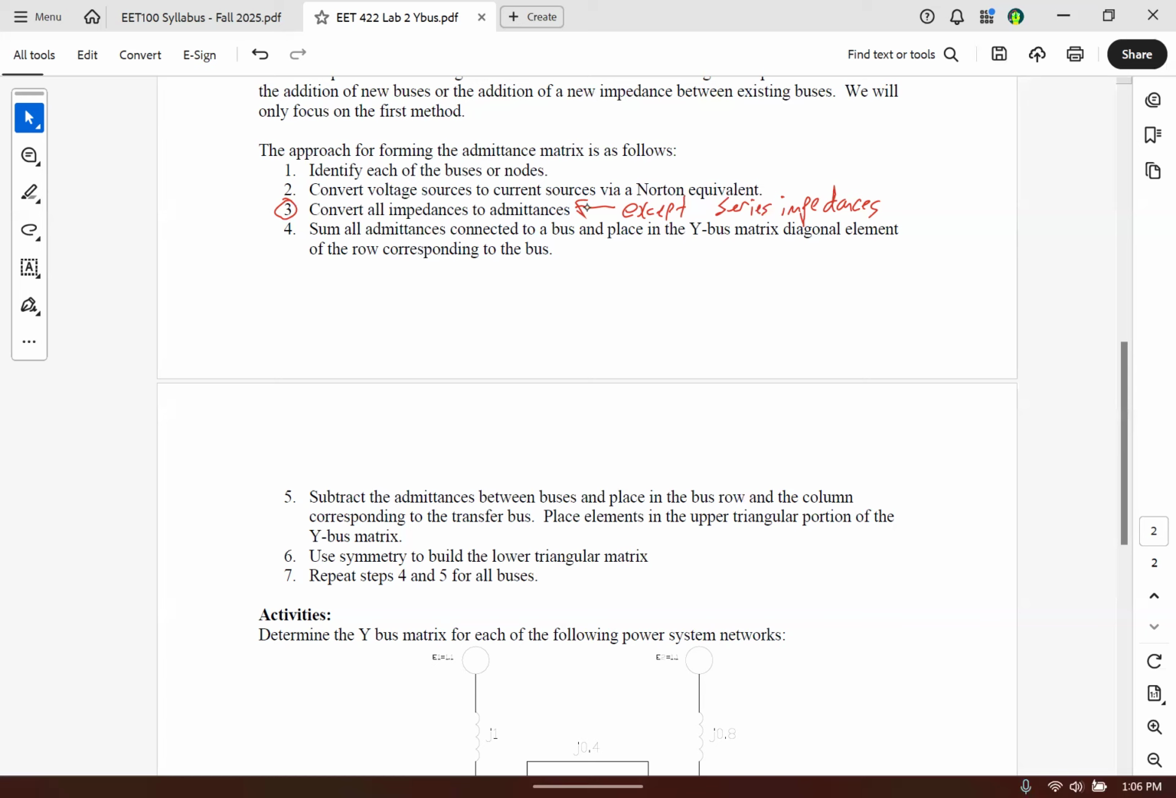And then this last step is to find the bus voltages. How do you find it?